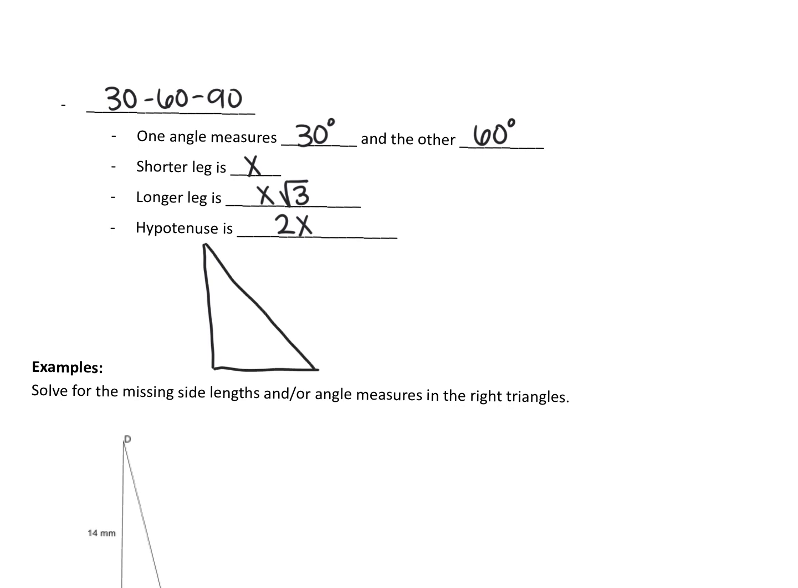So in our 30-60-90, I have my smaller angle that's 30 degrees and my larger angle that's 60. The shorter leg is always the one that's opposite the 30-degree angle. So that's x. The longer leg is across from the 60-degree angle. So that's x square root 3. And then my hypotenuse, always across from the right angle, is 2x.